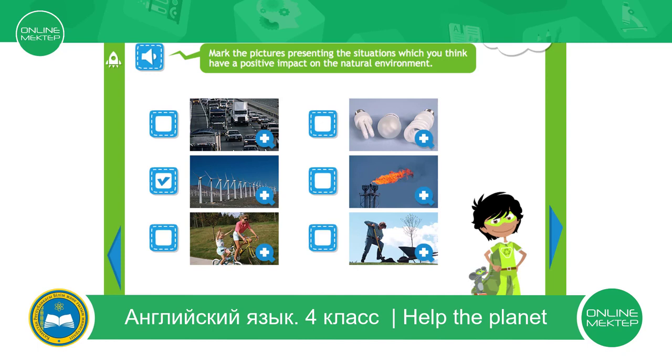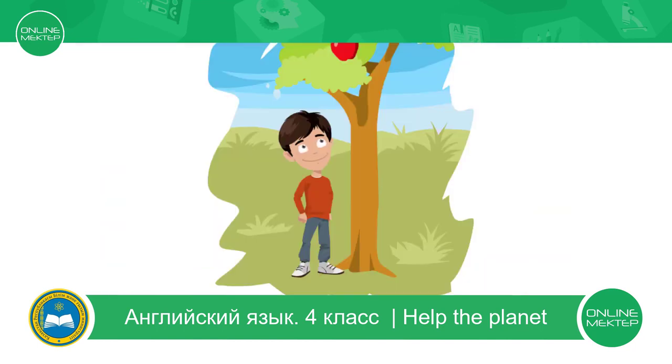In the third picture, we can see bikes. Bikes are good for the environment. In picture number 4, we can see energy-saving light bulbs. They are really good. In picture number 5, we can see burning fuels, which is bad for the environment. And in the last picture, we can see a man planting trees, which is also a very good thing for the environment. Well done!